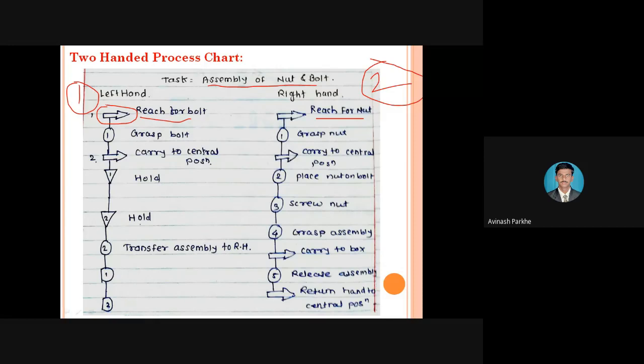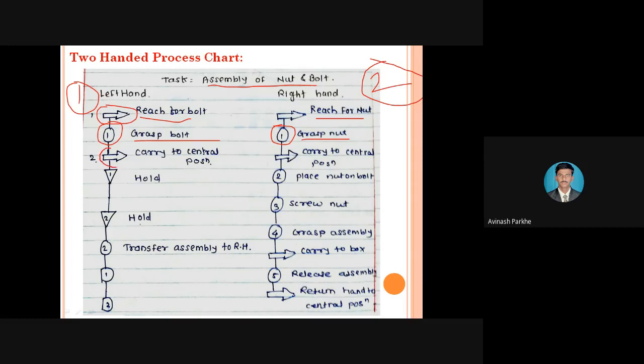You can see transport means your left hand is moving towards the bolt to pick it up, and your right hand is moving towards the nut to pick up that particular nut. Then the second operation we are performing is grasp the bolt, which means that man takes that particular bolt in his hand. Similarly, the same man takes that particular nut in his hand. Therefore the second is represented by the operation. That means that man is performing one operation on that nut and bolt. Therefore it is represented by the circle.